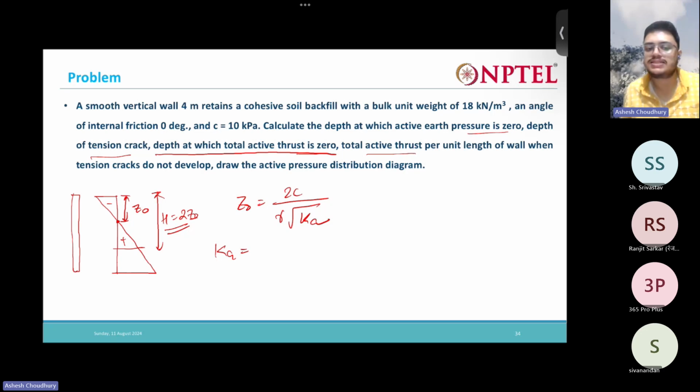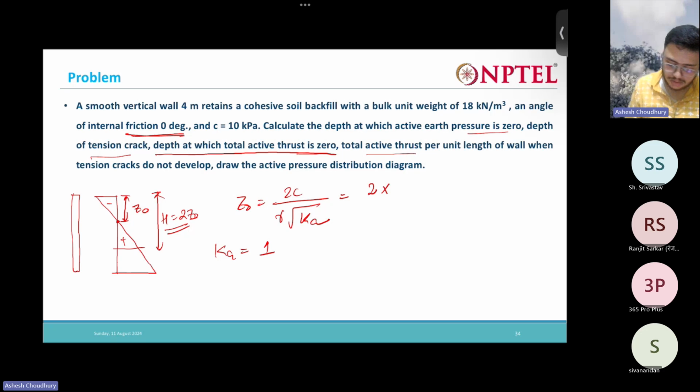Phi is 0. So what is ka? If phi is 0, what is ka? Friction angle is 0. So 1 minus sine 0 by 1 plus sine 0, right? So 1. So what is z naught?